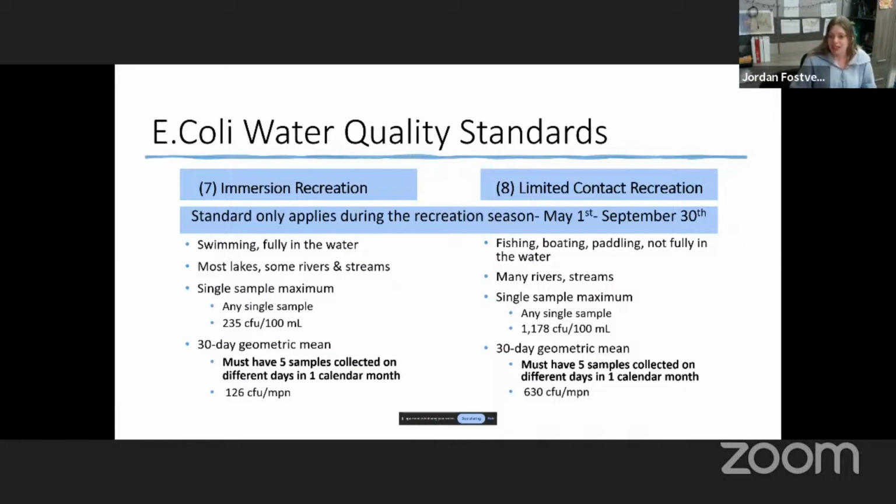And then here's the 30-day geometric mean that we've mentioned earlier. To assess something for the 30-day geometric mean, you must have 5 samples collected on different days in one calendar month. And the standard for that is 126.